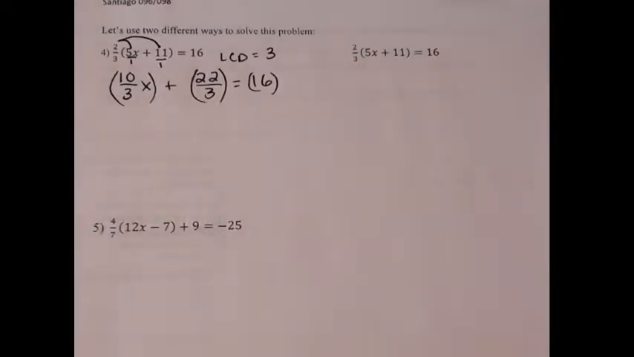If you said 6, or if you said 9, or if you said 12, or any of those things, those will work. It's not a problem. As long as you're multiplying everything by the same quantity, that's totally fine. But try to find the path of least resistance if you can. So we're going to multiply every term by 3.